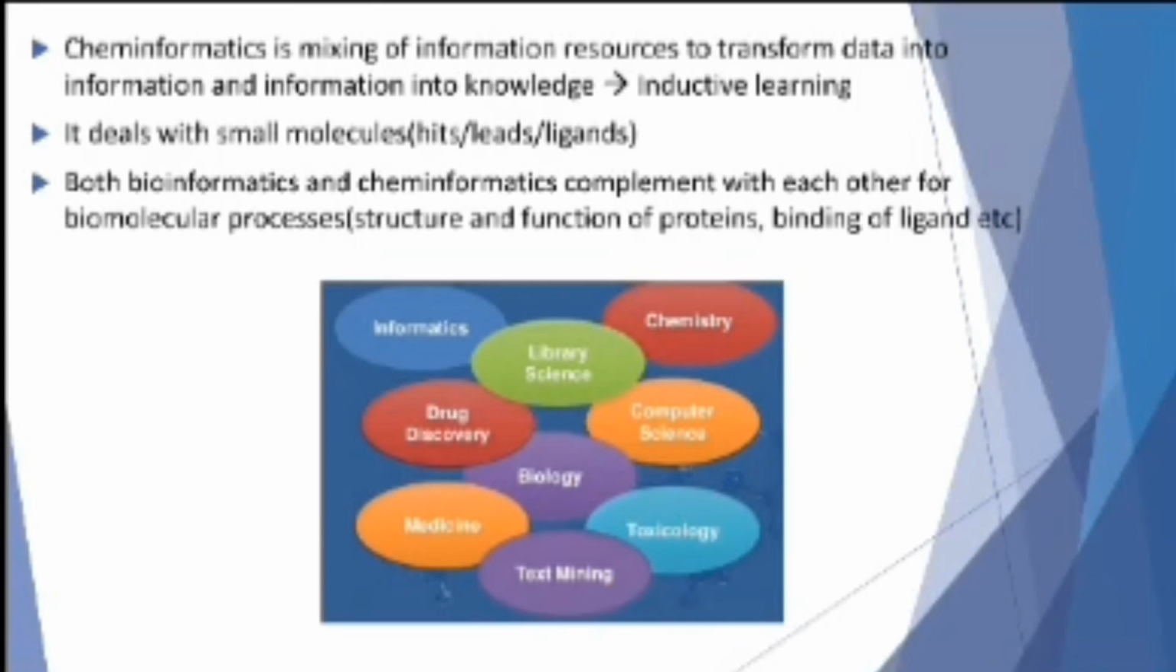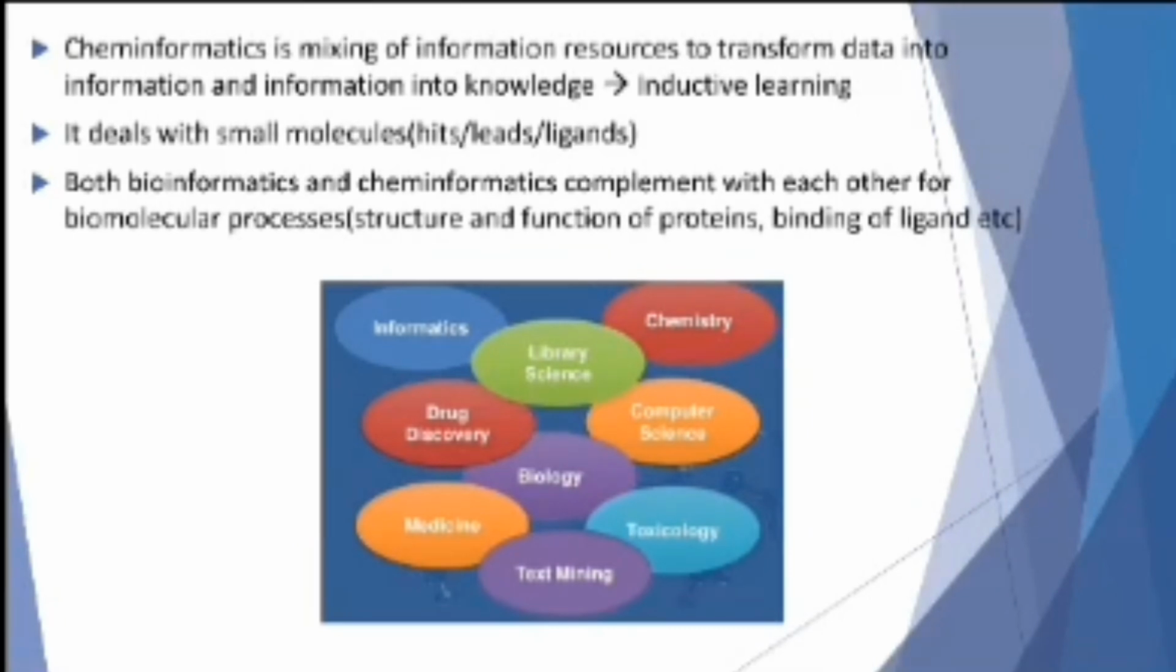Cheminformatics plays a crucial role in modern drug discovery, material science, and other areas of chemical research. Some of the key aspects of cheminformatics are, first one, data management. Cheminformatics involves the collection, storage, and organization of large amounts of chemical data, including information about chemical structures, properties, reactions, and bioactivity. Second one is chemical representation. One of the fundamental tasks in cheminformatics is representing chemical structures and compounds in a standardized format that computers can understand. This often involves using line notations like SMILES and MOL files.